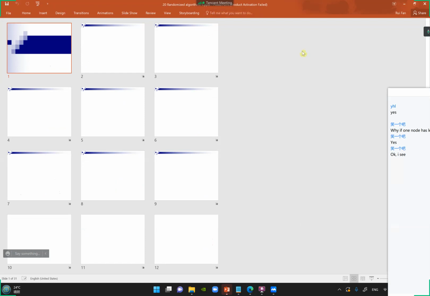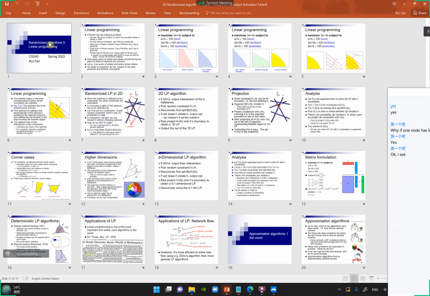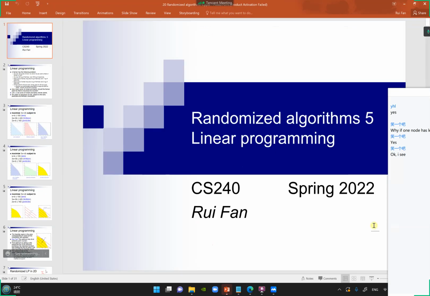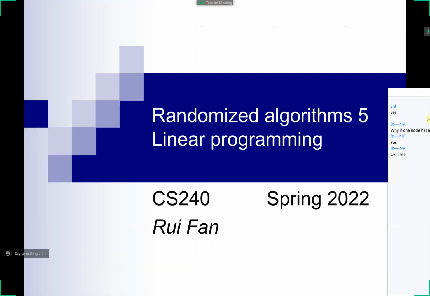This new algorithm is a randomized algorithm for linear programming. I have something like 4 minutes left, so I'm probably not going to get too much through this, but let me just introduce the problem to you first of all. We're going to see how to use randomized algorithms to solve linear programming. Linear programming is a very, very important type of algorithm in computer science.